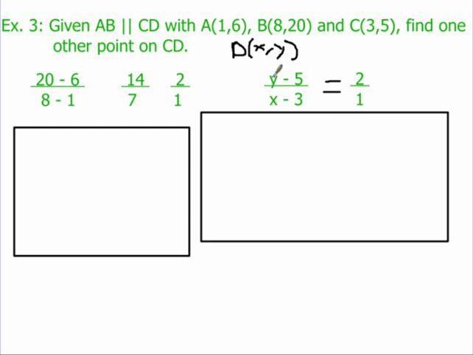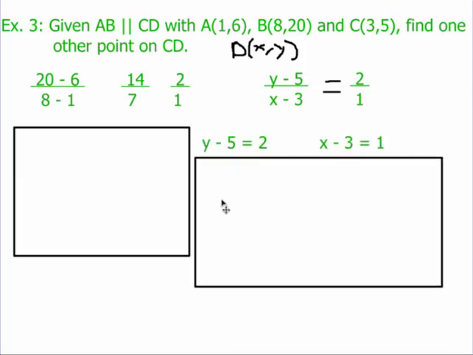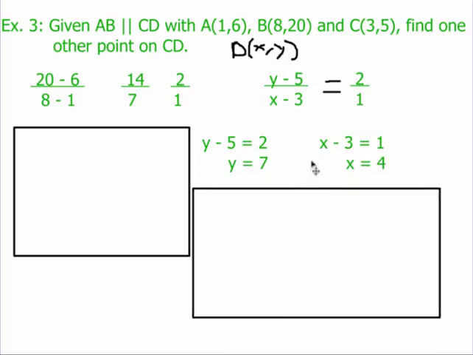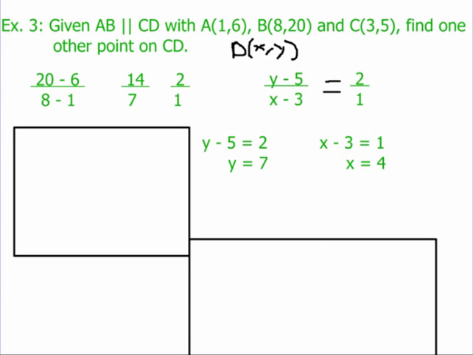All we're trying to do is find an x and a y that'll make this true. If that's the case, then I just have two equations to solve: y minus 5 equals 2, and x minus 3 equals 1. Those are easy equations to solve. Add 5 on this side, add 3 on this side, and I get y is 7, and x is 4. So my missing point is simply the point D at (4, 7). That's all we did. Plugged in the information we knew to find the slope, plugged in what we didn't know into the slope formula, and solved to find our missing point.